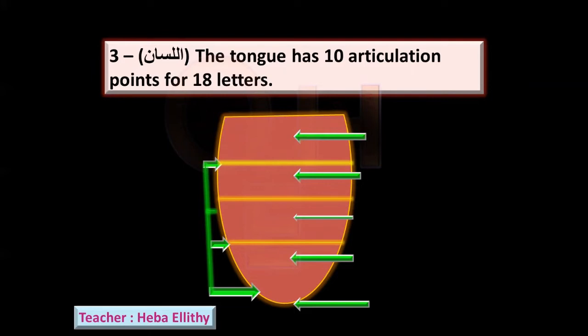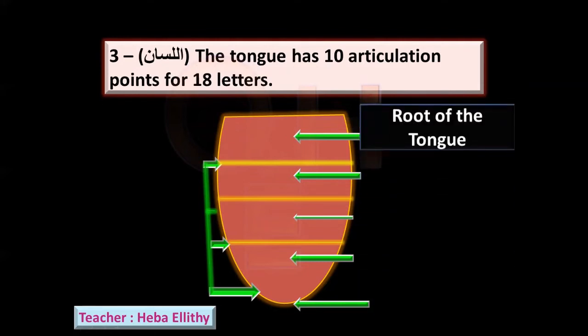Number 3, the third major area that has articulation points coming from it is al-lisan. The lisan has 10 articulation points from the 17 total, for 18 letters. So we said we have 17 articulation points in total, and 10 of them are in the tongue only. For the tongue, we need to know how it looks and where the areas are, so we can tell if a letter comes from here or there. This is the root of the tongue, and it is not a place of articulation for any letters.